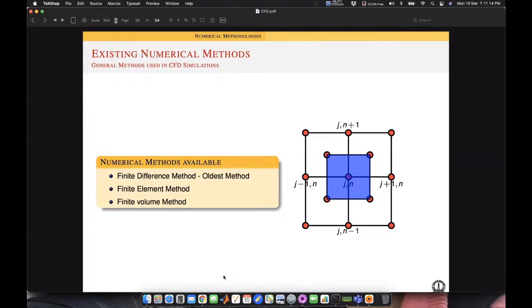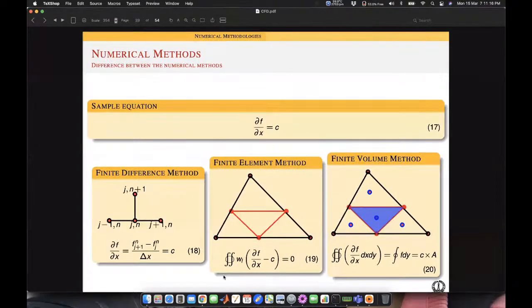Let me explain you with a simple example. Suppose I am solving this equation, dou f by dou x is equal to c. In finite difference method, the dou f by dou x is written in difference form. So dou f by dou x is approximated as del f by del x, which is written in this form, and then you solve this equation to get the value of f at every point in the domain. So that is finite difference method.